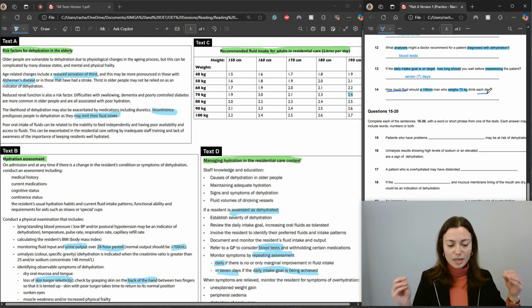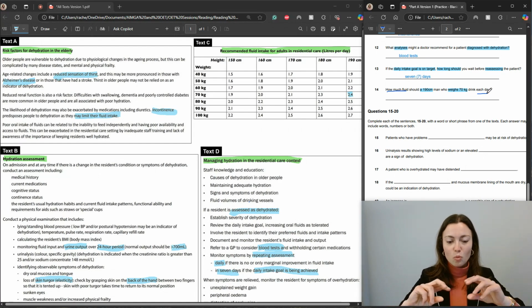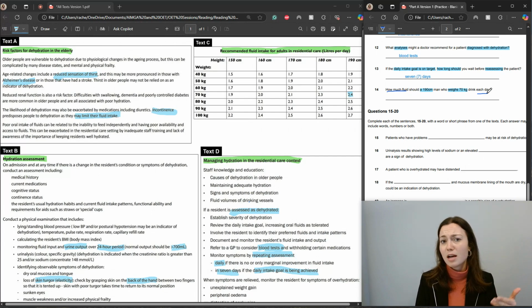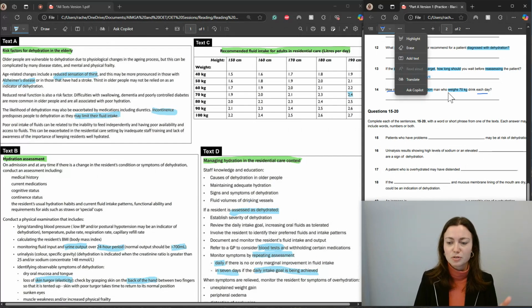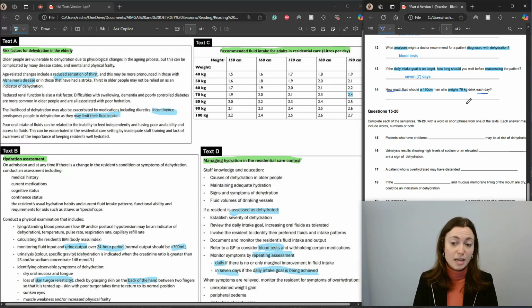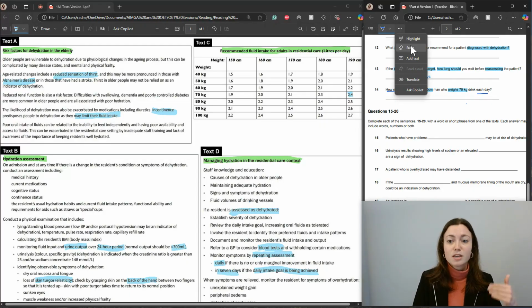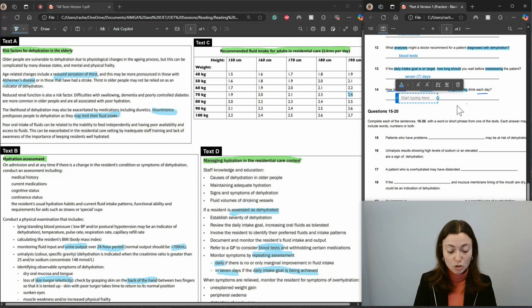So here's how you have to think of it. Whatever units are given in the question should not be repeated in the answer. Otherwise, it's considered redundant or unnecessarily repetitive. So if I asked you how much fluid per day, your answer should be 2.4 liters. And you don't need 2.4 liters per day because we actually already have that in the question itself.